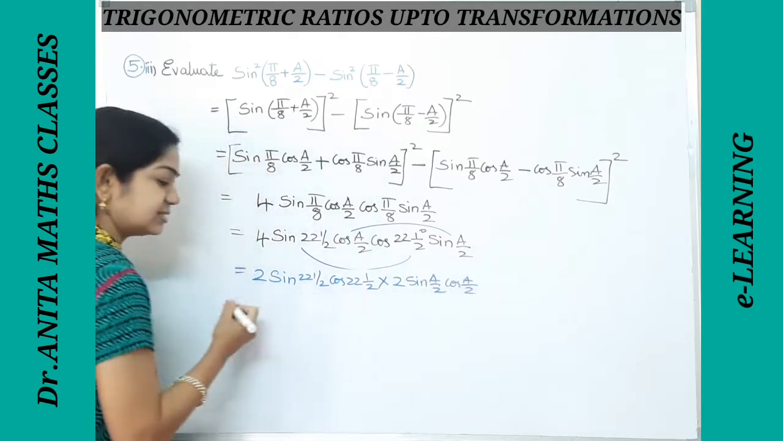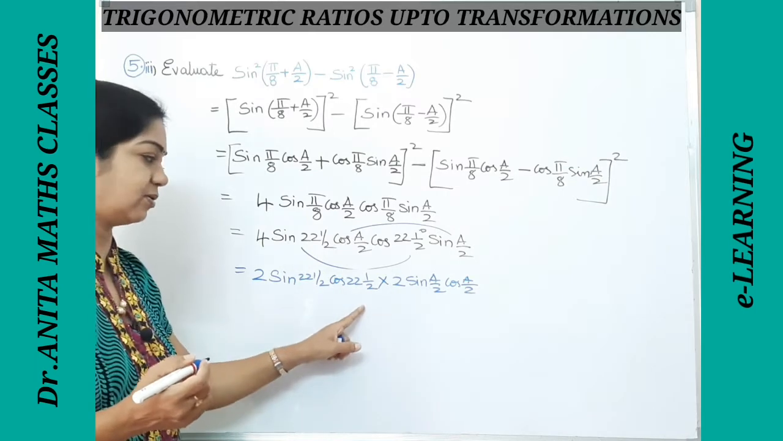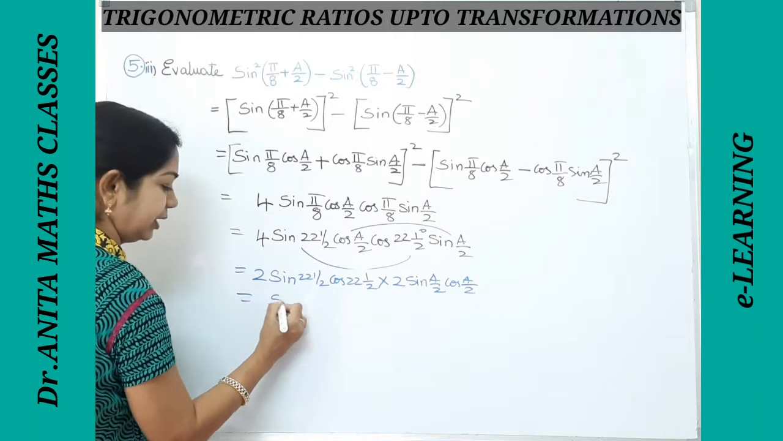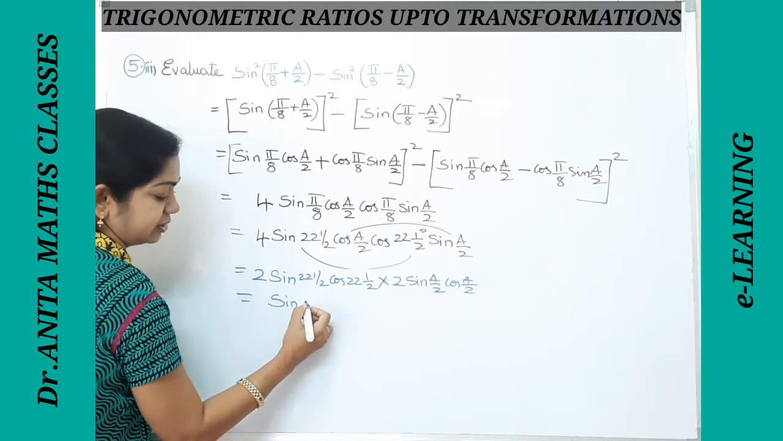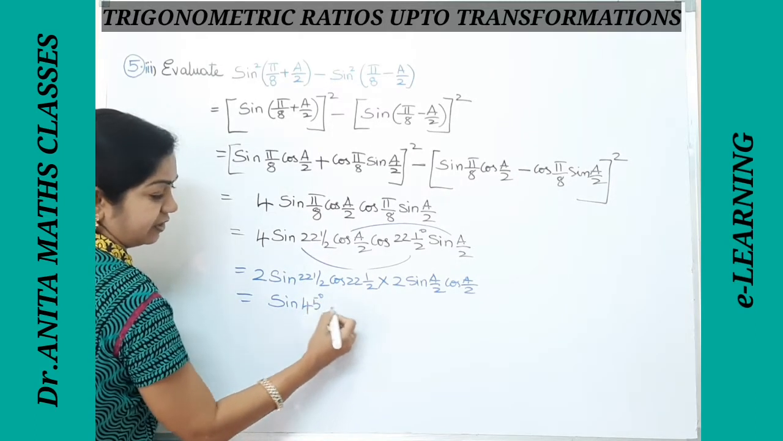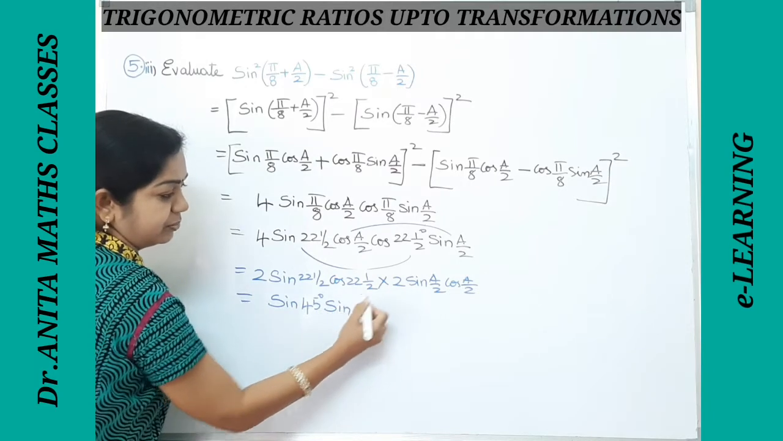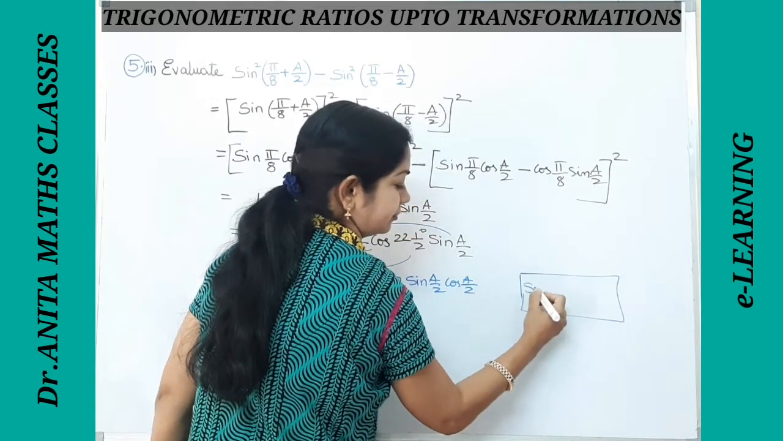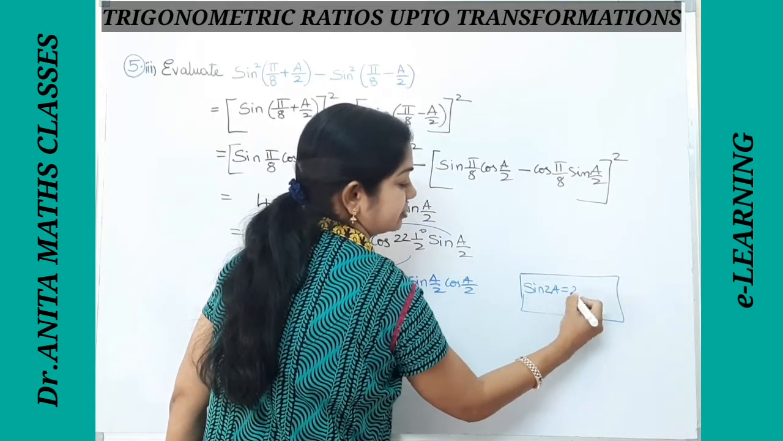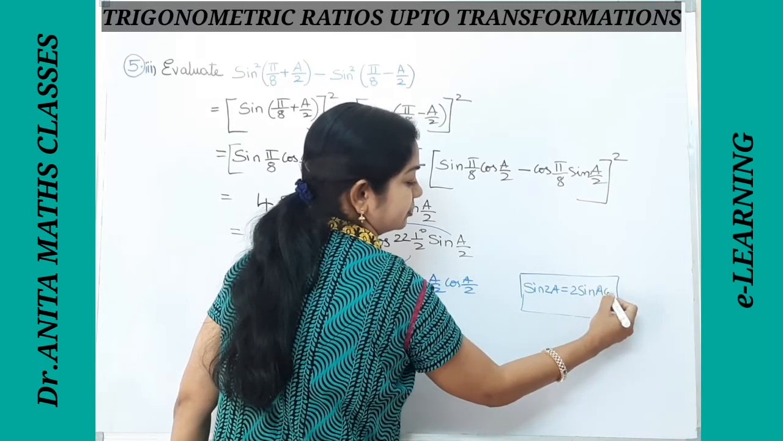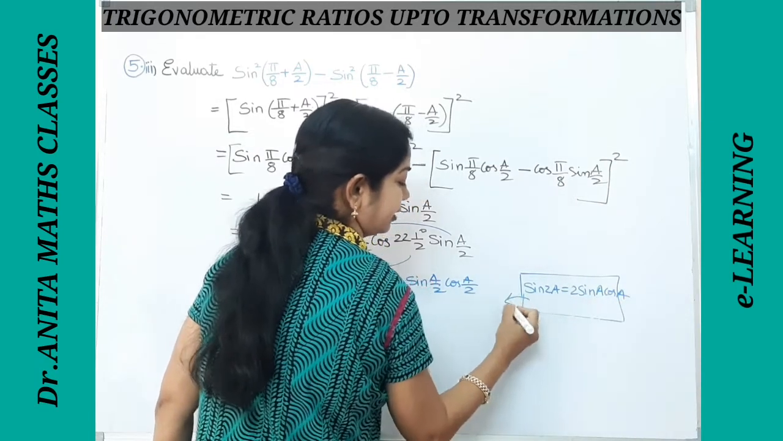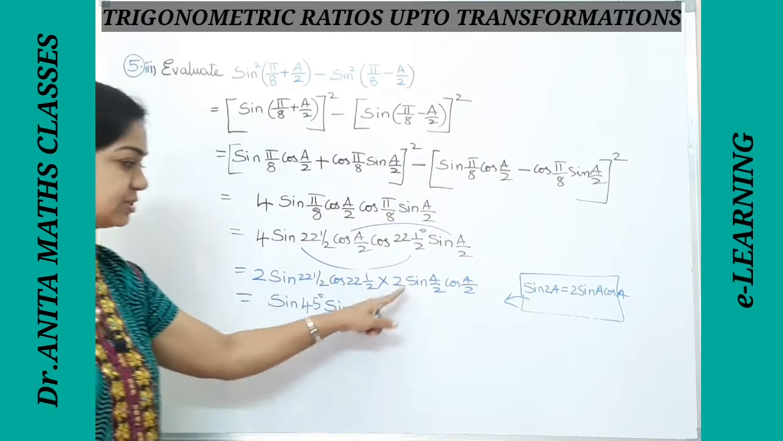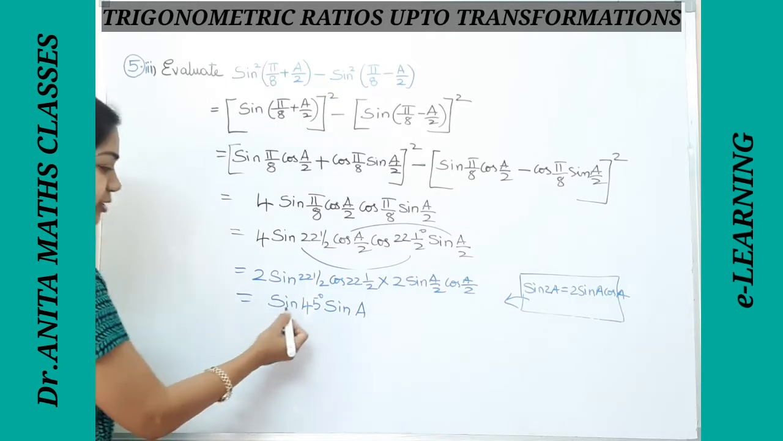So why am I writing like this? This is 2 sine A cos A into 2 sine A cos A. So this is simply sine 2A. Sine 2A means 2 into 22 and a half, that is nothing but 45 degrees, and sine 2A is A only. Here we are using the formula sine 2A is equal to 2 sine A cos A. Okay, this formula we are using here. So 2 sine A cos A, 2 sine A cos A, that I have written sine 2A.